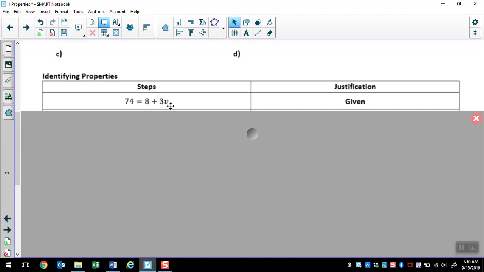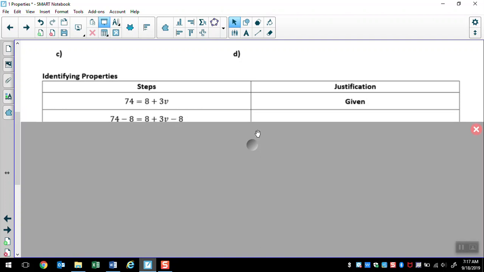We have to isolate this variable. So we need to take this 8 and move it to the other side. Well, how do we do that? We have to subtract 8 from both sides. We have to undo the positive 8, so we need its inverse, a negative 8. So we're going to subtract 8.